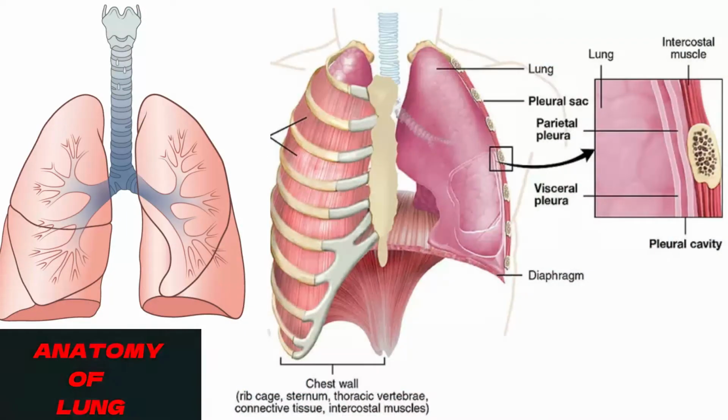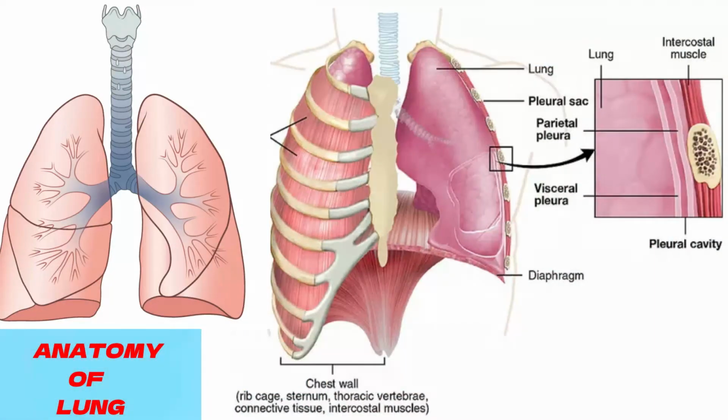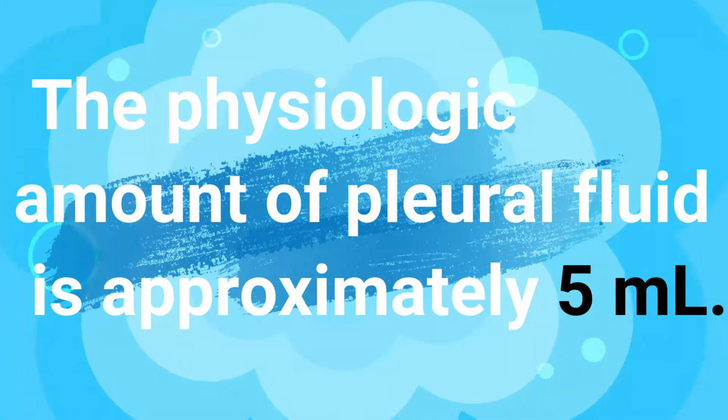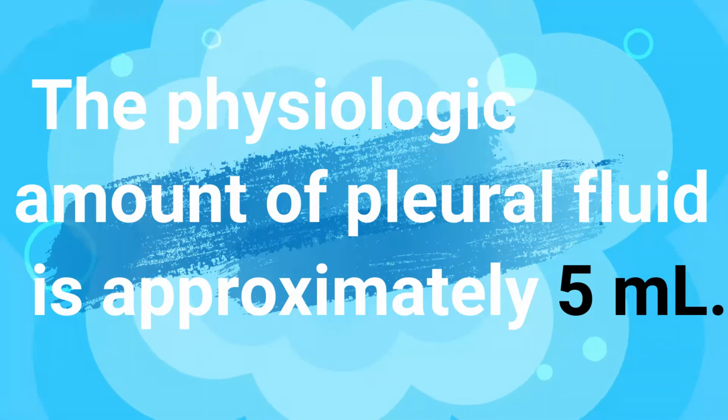Let's know about the anatomy of the lung. The lungs have two sides, right and left. The right one is divided into three lobes and the left is divided into two lobes. Let's see the covering. The outer covering of the lung is called the pleura, and the inner layer is called the visceral layer. In between these, there is a fluid called pleural fluid, which helps in the normal movement of the chest walls.